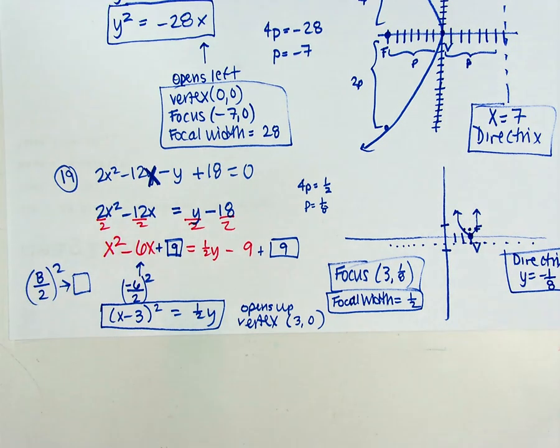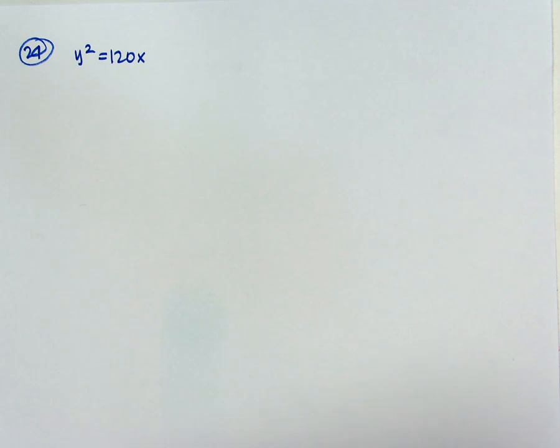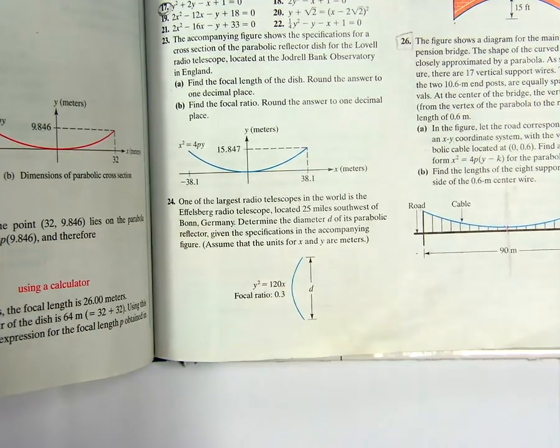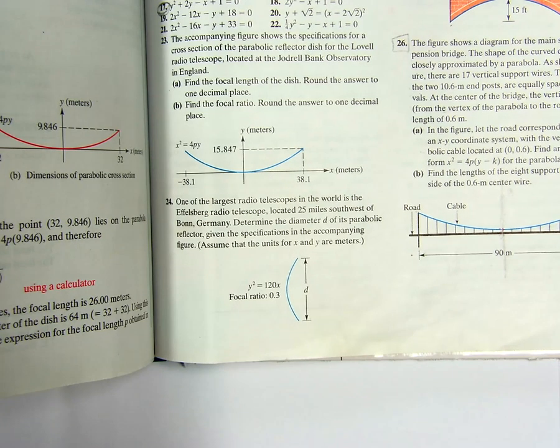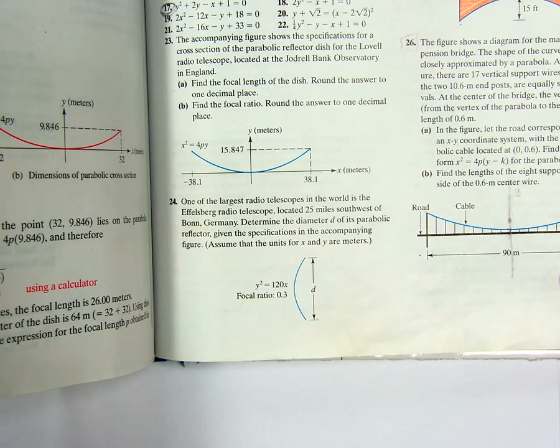All right, we're going to do 2 more examples. I might do an extra one after we're done with this. All right, so these 2 are word problems. So find your book and read number 24. It says, one of the largest radio telescopes in the world is the Effelsberg Radio Telescope, located 25 miles southwest of Bonn, Germany. Determine the diameter d of its parabolic reflector given the specifications in the accompanying figure. Assume that x and y are in meters.